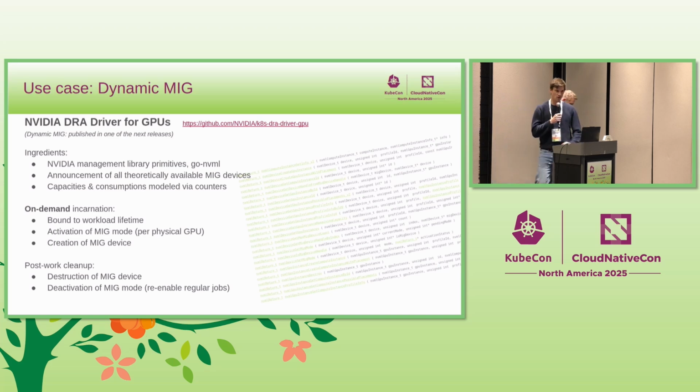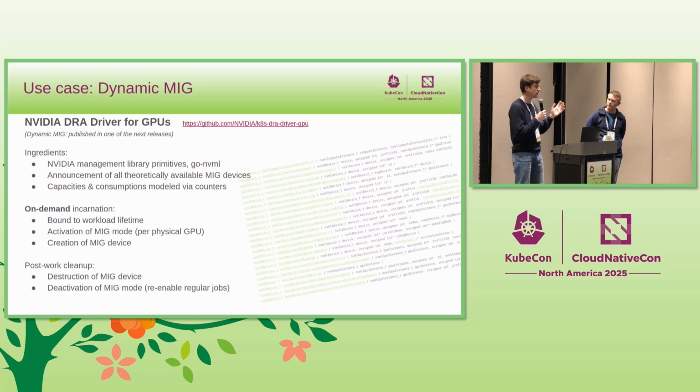Okay, let's see how all of this looks in action. In NVIDIA's DRA driver for GPUs, we're making use of that. Support for parts of this landed in Kubernetes 1.34, which I have been integrating against. For dynamic MIG device allocation, we need a few ingredients. These are implementation details, but I think they're still very interesting.